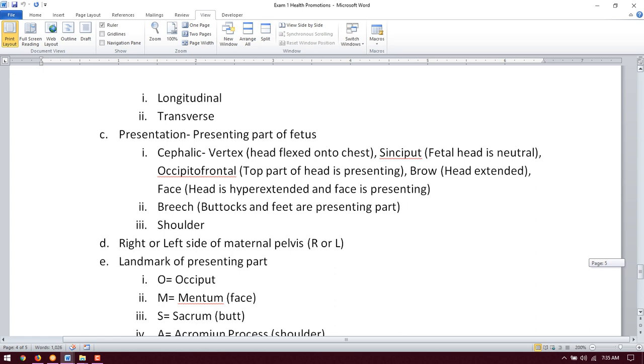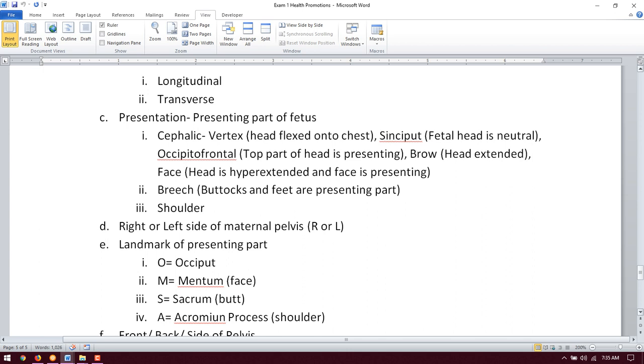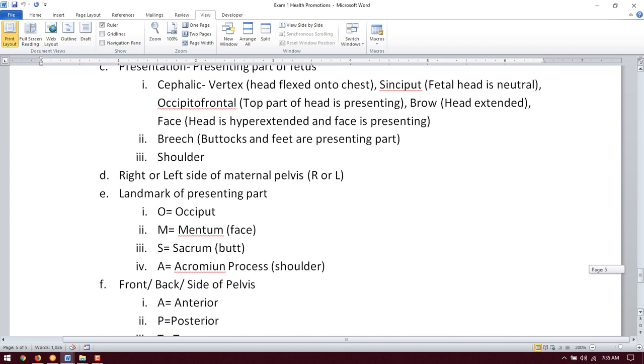Review the presentation. Cephalic, vertex is basically the head's flexed onto the chest. Sinciput, the head is neutral, so it's the top, or the occipital-frontal, the brow, the face. We went over those. Review what breech presentation means and the shoulder presentation. The right or left is basically what side of the pelvis the baby is on.